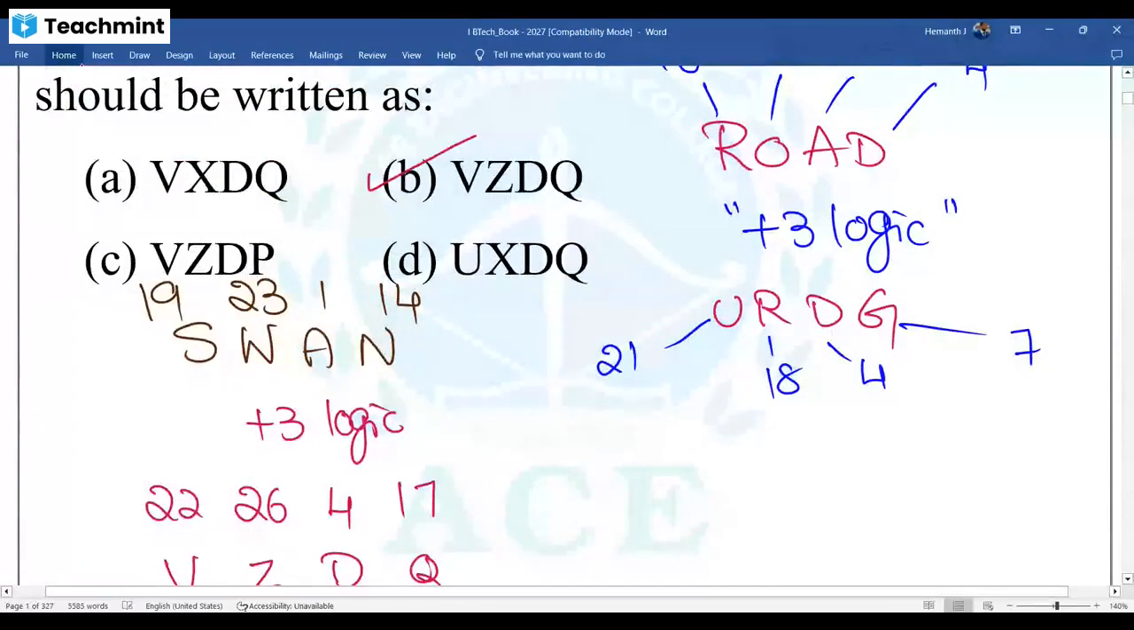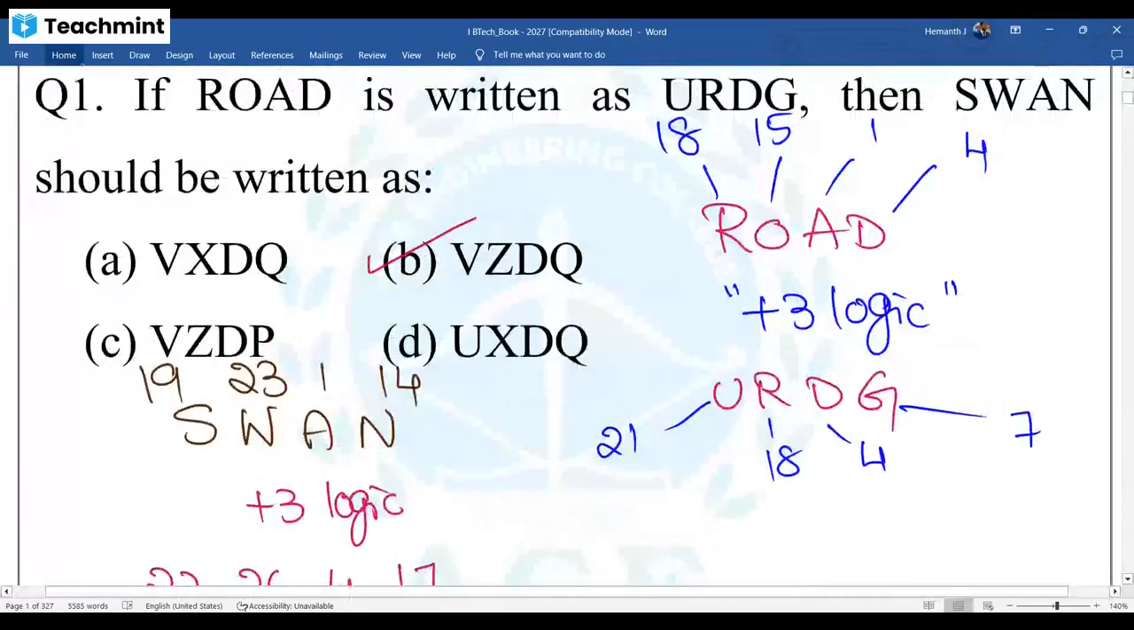Plus 3 logic here. Okay, sir, how do you know plus 3 logic? That's what they have already given, one code here. ROD is written as URDG. You have to work on that given one. That is plus 3 or plus 2. Okay, your mind now should think about n number of logics. I gave one example, here you can create hundreds of questions.